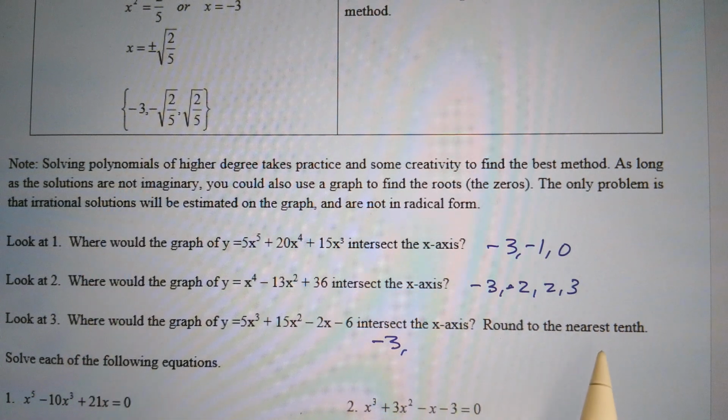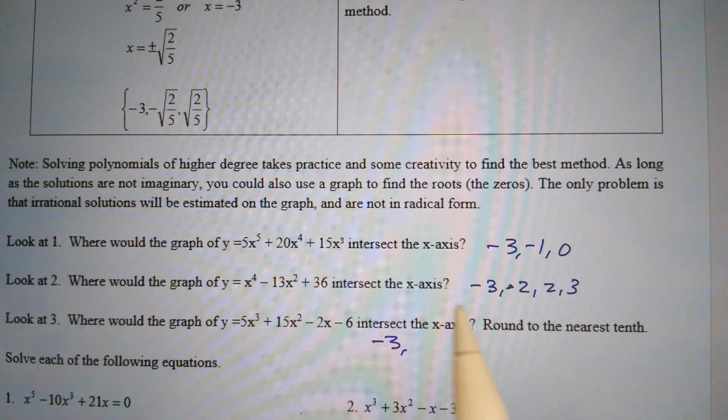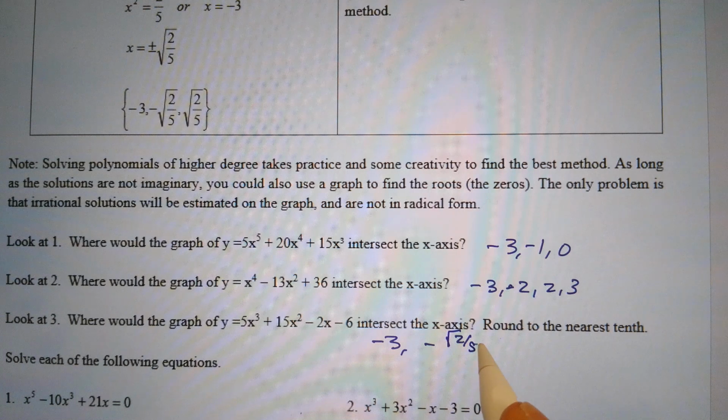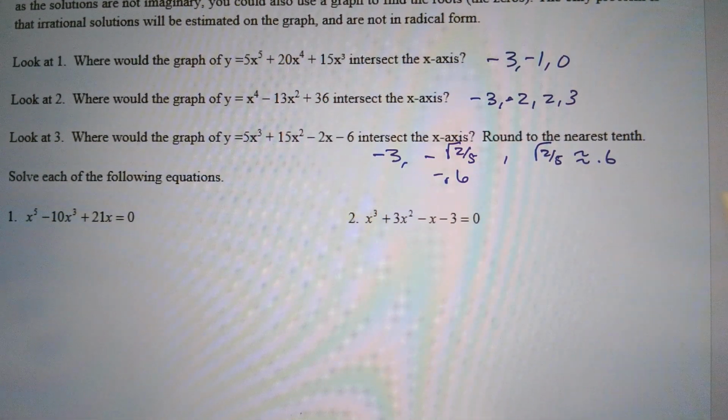And then it's asking us to round to the nearest tenth the square root of 2/5. Negative square root of 2/5 is approximately -0.6, and positive square root of 2/5 is approximately positive 0.6. And the squiggle equals means approximately. Okay, so here we go.